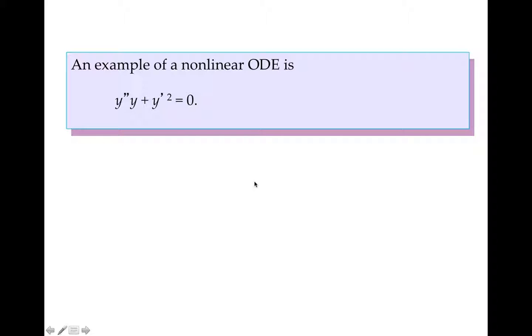So an example of a nonlinear differential equation is given here. You can see we have this y prime squared term. That's the nonlinear term. Nonlinear because it is squared. So that's what drives the equation to be nonlinear.